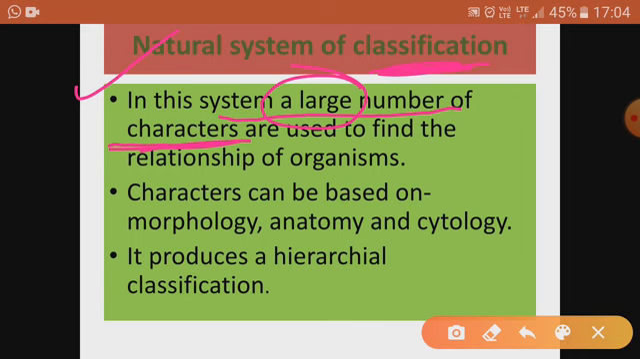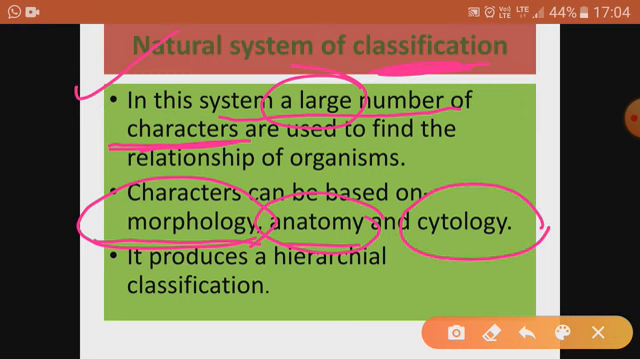Characters: they were very particular about characters, whatever they were taking, they should be related to morphology, outward height, color, etc. That is morphology. Anatomy means internally, what the different forms and functions of the internal structures of that particular organism are. So anatomy means internal structures, morphology means outer structures, and cytology means they were going very deep to the cellular level also. They wanted to see what kind of characteristics the cell of a particular organism is having.